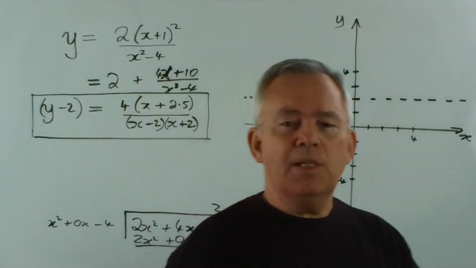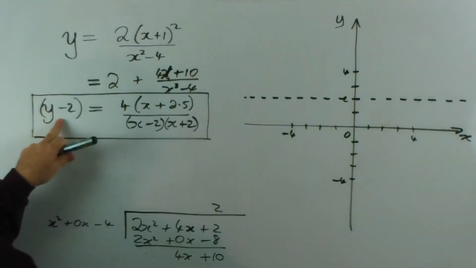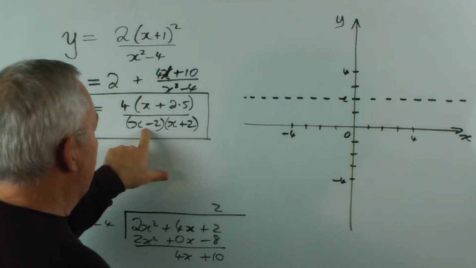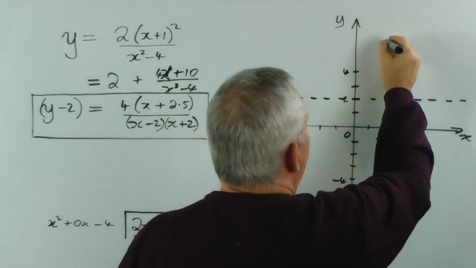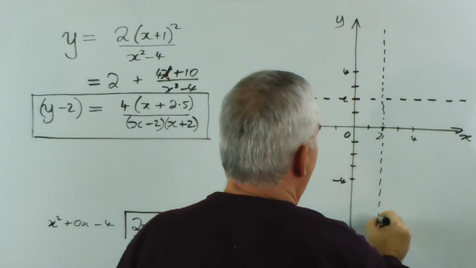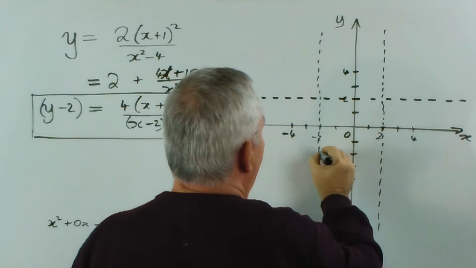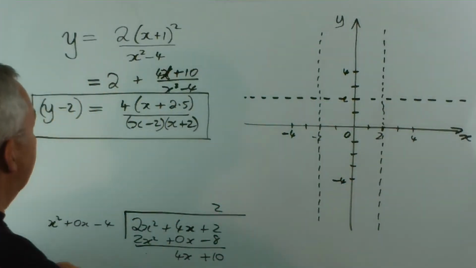Very, very useful. Let's go through the rest of our steps. We know the horizontal asymptote is y equals 2. Our vertical asymptotes will be at plus 2 and at minus 2. Let's see what intercepts we get.